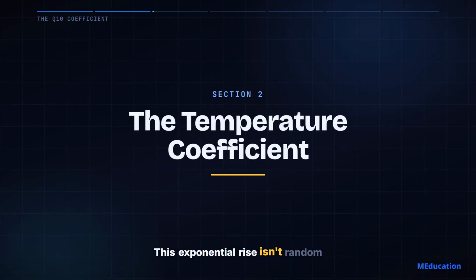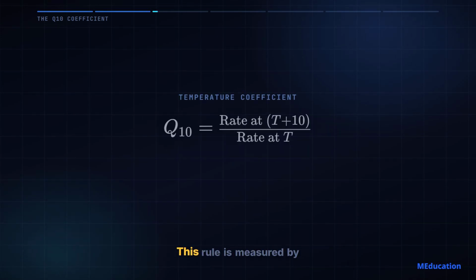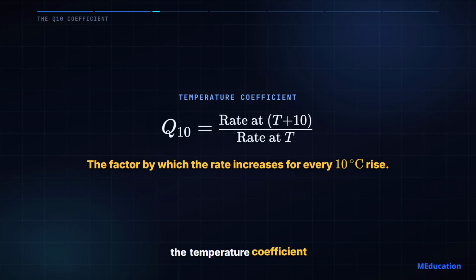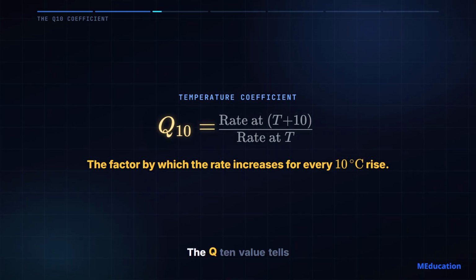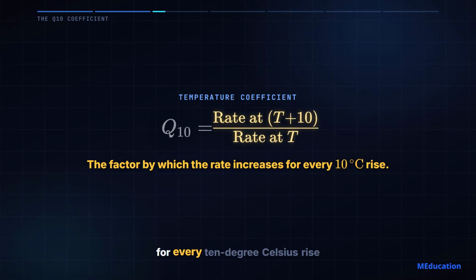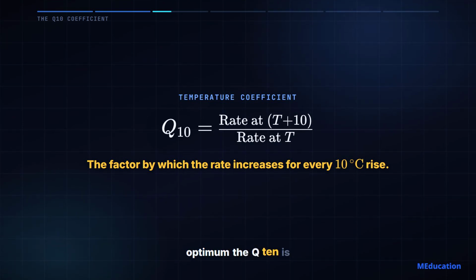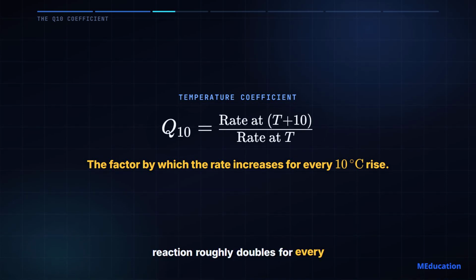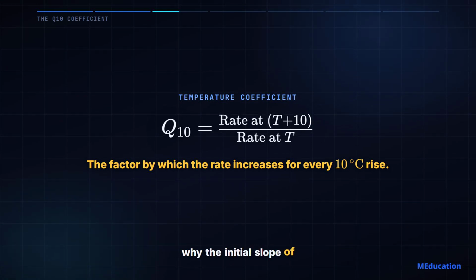This exponential rise isn't random. Below the optimum, it follows a strict mathematical rule. This rule is measured by the temperature coefficient, known as Q10. The Q10 value tells us the factor by which the rate of reaction increases for every 10 degrees Celsius rise in temperature. For most biological enzymes between 0 degrees and the optimum, the Q10 is approximately 2. This means the rate of reaction roughly doubles for every 10-degree increase. This doubling effect is exactly why the initial slope of our temperature rate graph curves upwards exponentially.